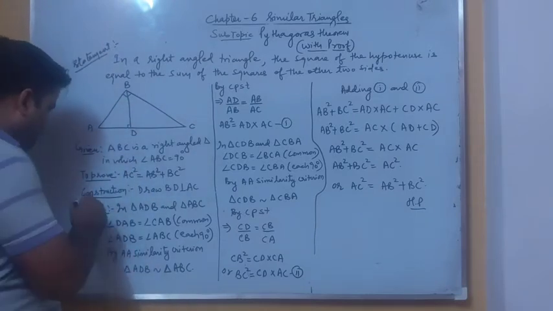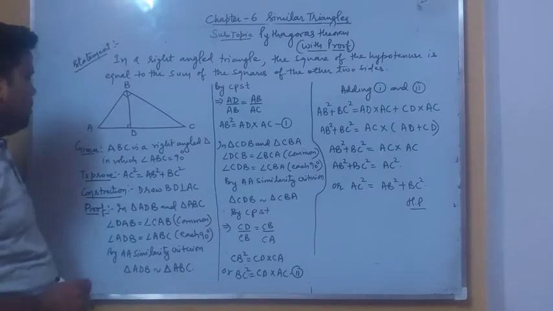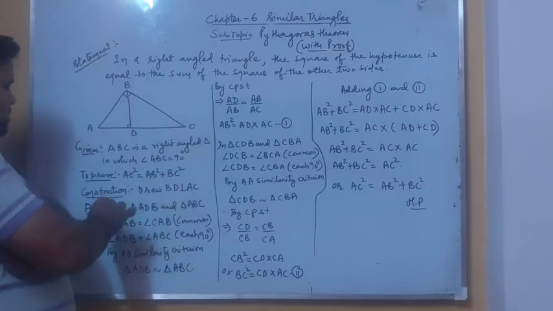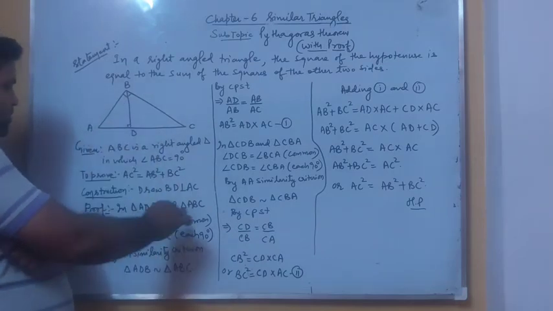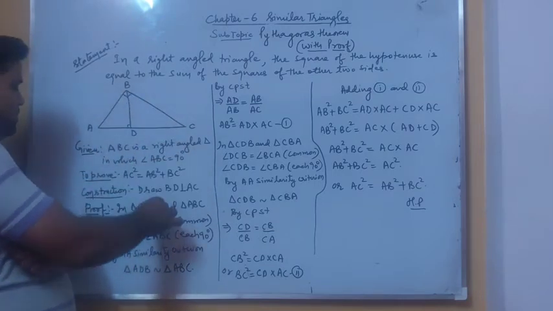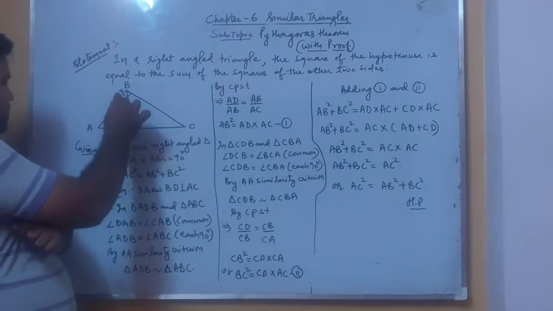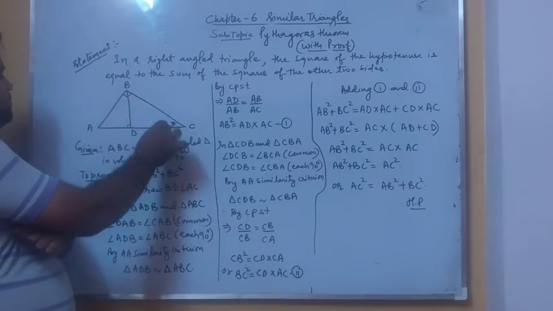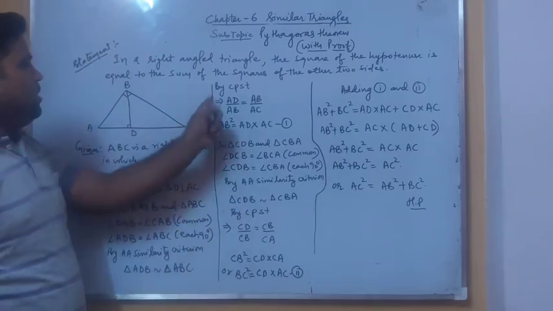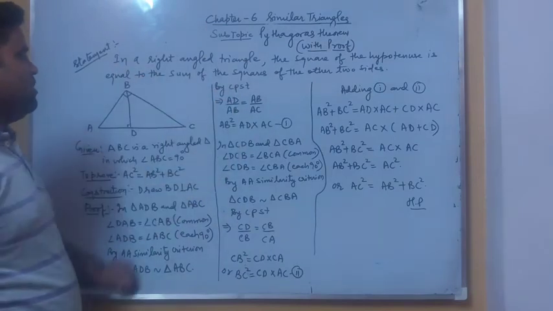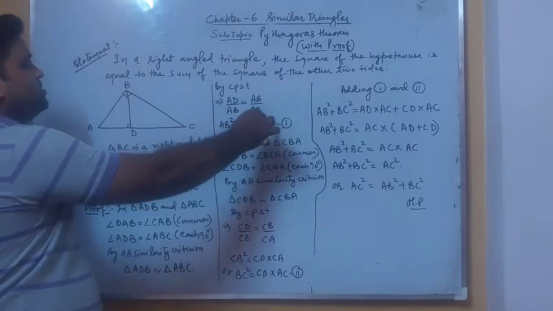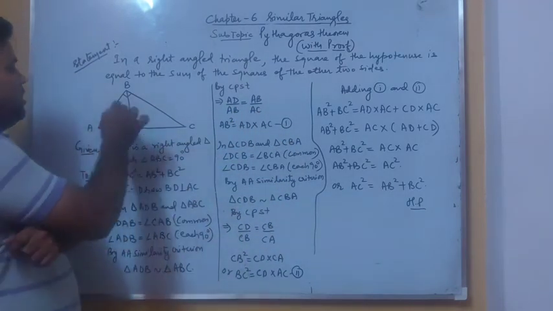Now let us come on the proof of this theorem. First of all, we look in the triangle ADB and in the triangle ABC. Here angle A is common in both triangles, as angle DAB is equal to angle CAB, and here angle ADB is equal to angle ABC, both are 90 degree. So by similarity criteria we can say that both triangles are similar. By CPST, corresponding parts of similar triangles, we write AD by AB equal to AB by AC, and finally we get AB square equal to AD multiplied by AC, and we consider it as equation number 1.